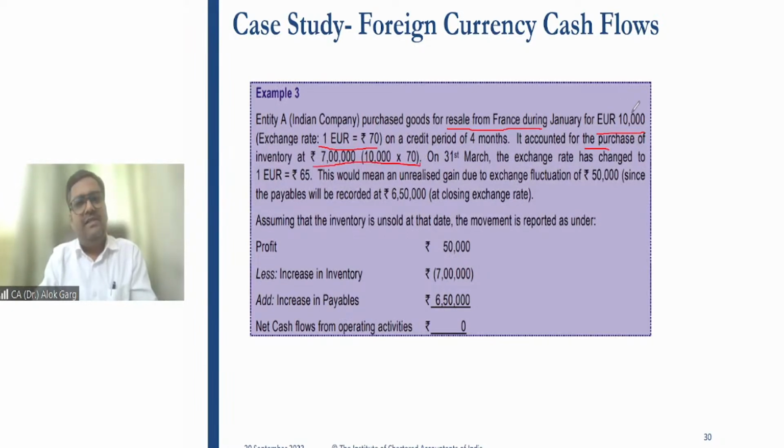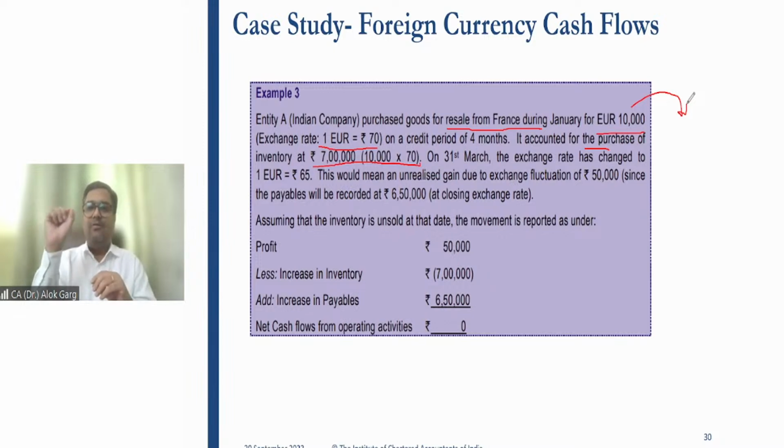So when the company has purchased this inventory from Europe, what accounting entry has the company passed? Please write down the accounting entry. Inventory account debit to foreign trade payable account. Why foreign trade payable? Why not cash? Because the goods have been purchased on credit. So inventory account debit, inventory is an asset, stock account debit, whatever you use, to foreign trade payable account. 10,000 multiplied by the rate on the date of transaction, which is 70. 7 lakh rupees you have to debit inventory and 7 lakh rupees you have to credit trade payable.